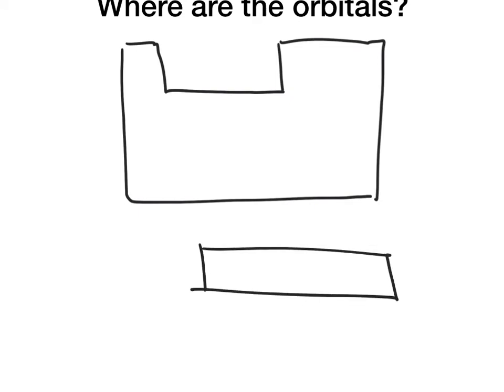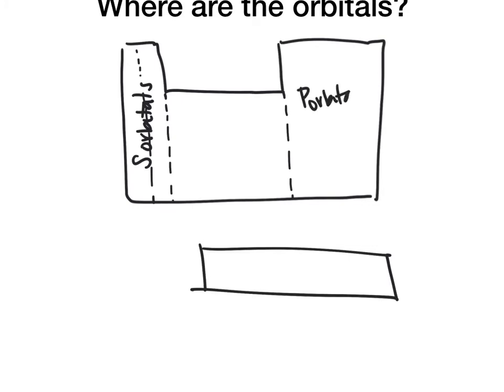But we can basically say, it turns out that the electrons can be identified in blocks. So we have the s orbitals over here, where there are just two rows or two columns. The p orbitals are on this block, where we often find the nonmetals.